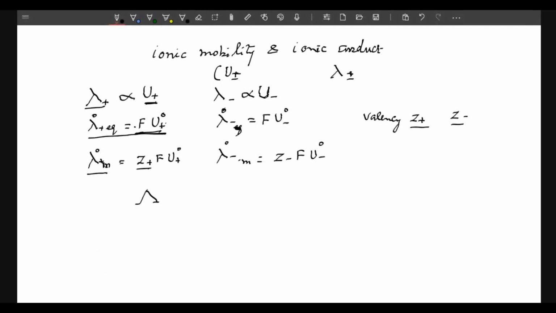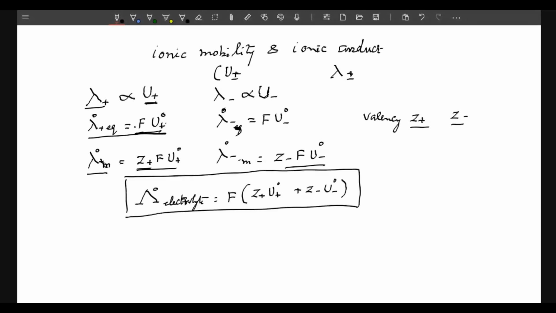What is the total conductance at zero concentration of any electrolyte? It is equal to the sum of this and the sum of this. F is constant, take it outside: Z plus into U plus naught, plus Z minus, the charge on the anion, into U minus naught, the ionic mobility of the anion. This is the general equation.